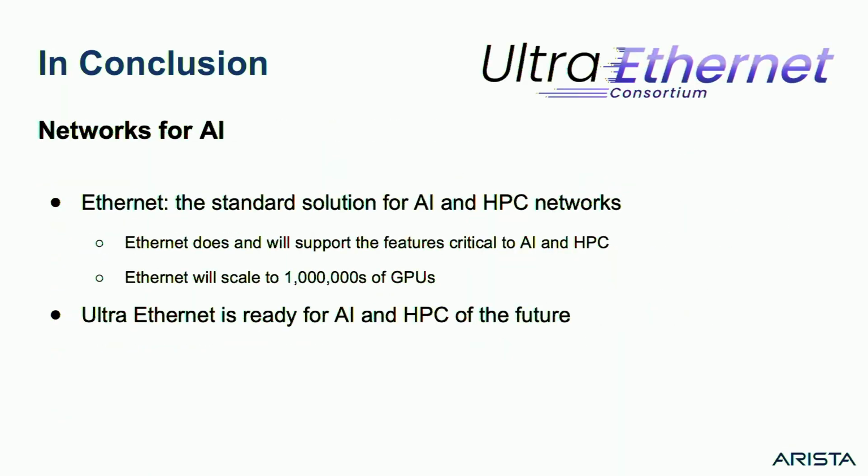But in conclusion, the UEC really believes that Ethernet is the standard solution for AI and HPC going forward. And as said, the main reason for that is the broad ecosystem out there, with all the vendor support and so forth. And it scales, of course. So Ultra Ethernet is now ready for AI and HPC networks of the future.